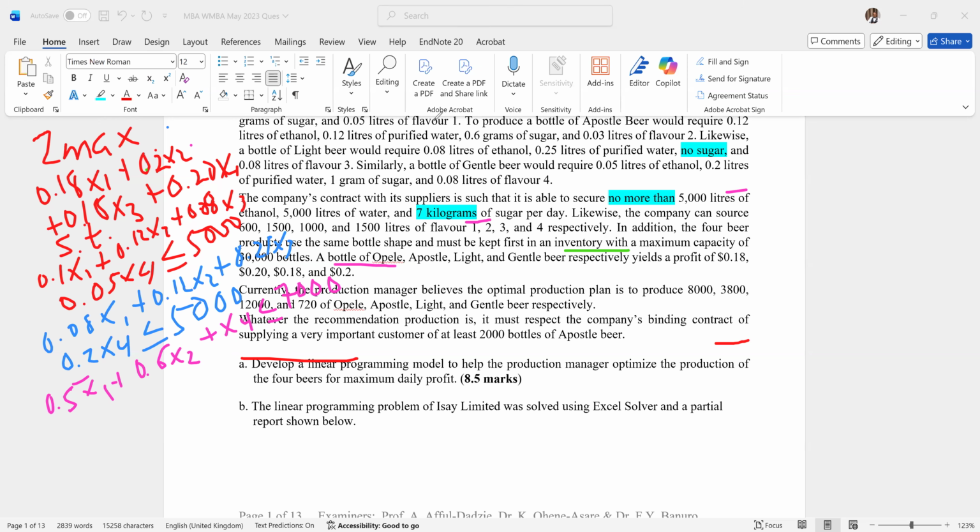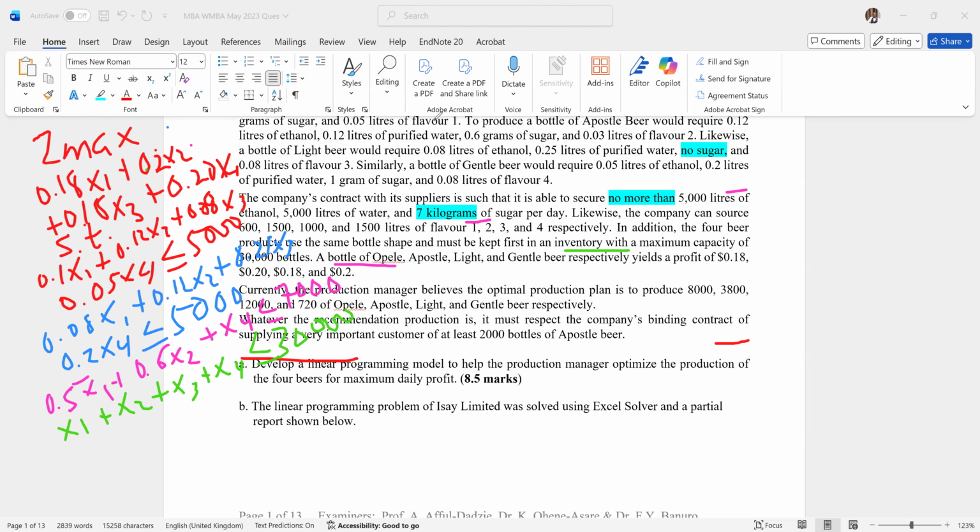Okay, so with the inventory constraint, we'll have x1 plus x2 plus x3 plus x4 less than or equal to 30,000. Excellent. That's it. That is how you have your inventory constraints. Doug, yeah, please, I did mine, I named it capacity. Am I wrong? It's the same thing. It's okay.